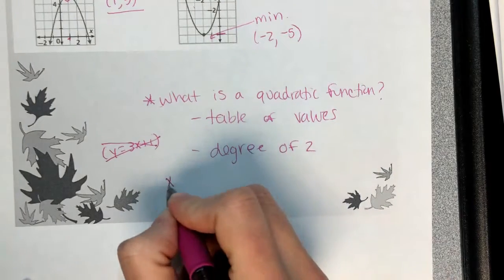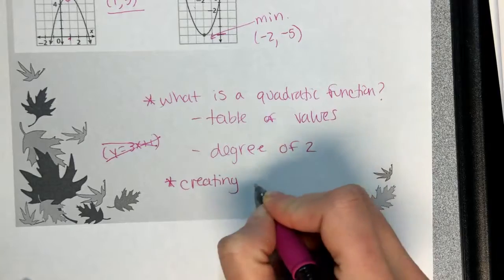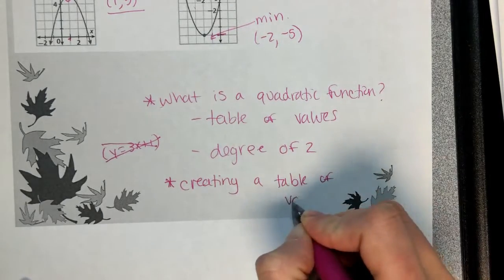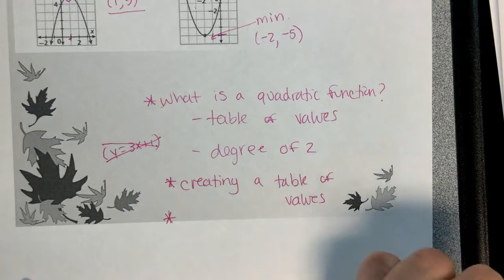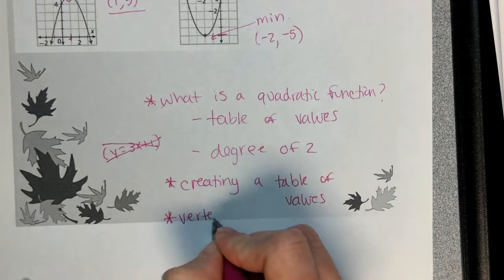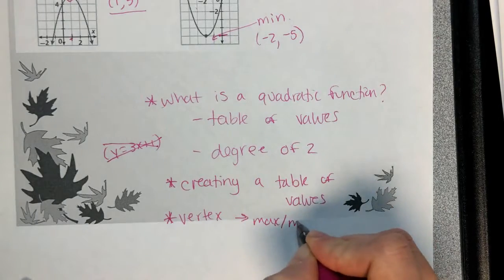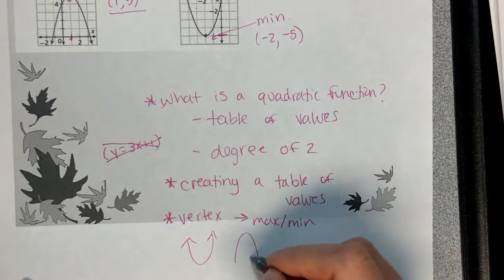What else? We talked about creating a table of values. Make sure you understand that. And vertex, max, min. And that ties into whether your parabola is facing up or facing down.